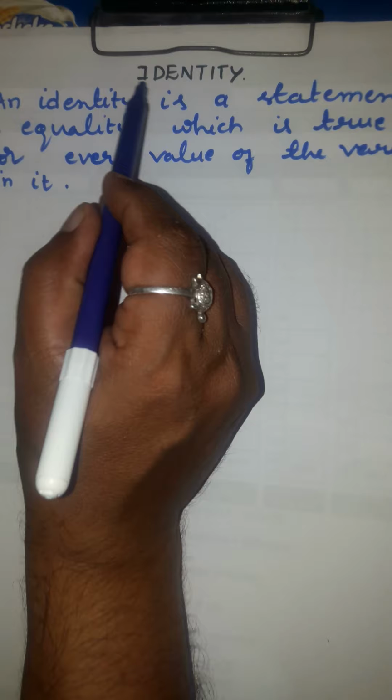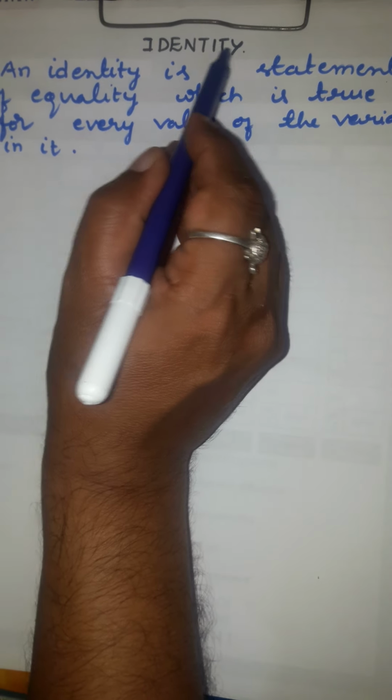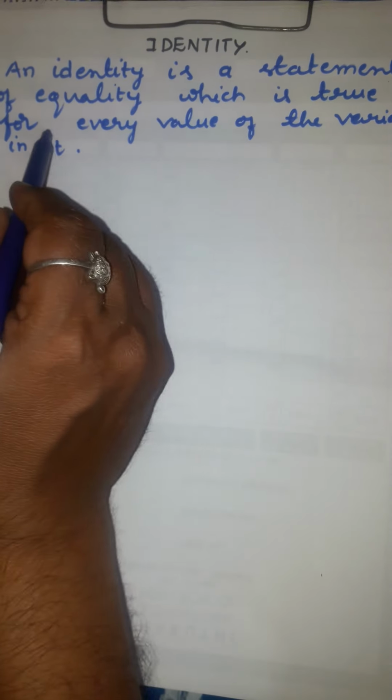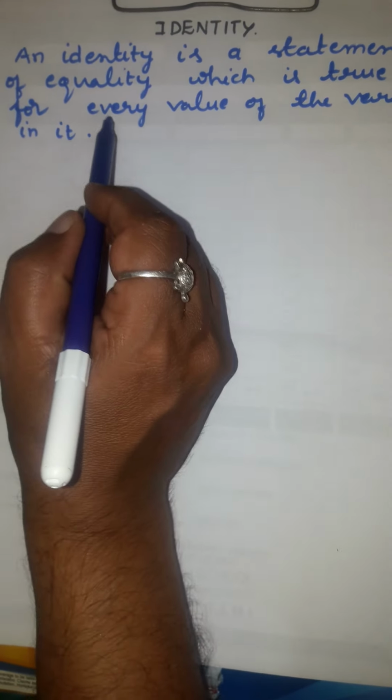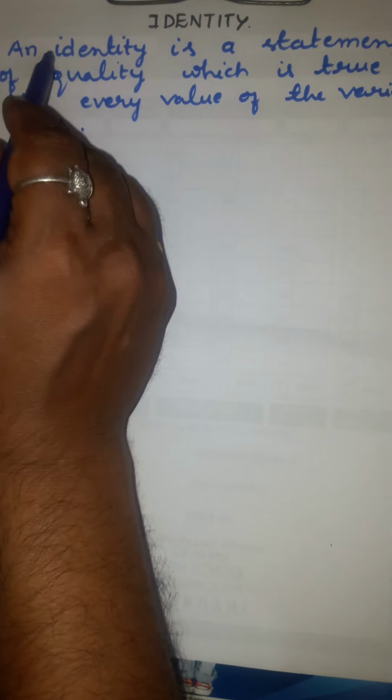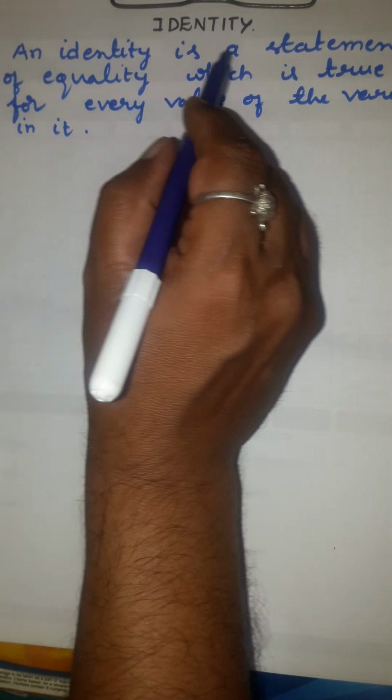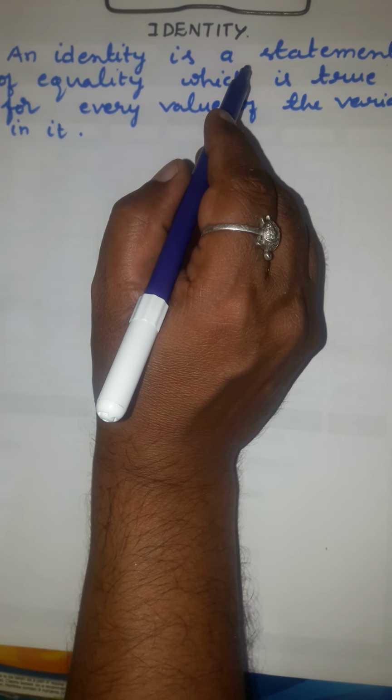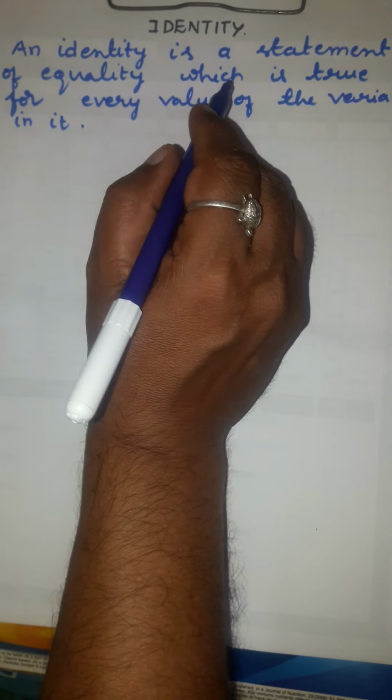Dear children, we shall learn the meaning of identity. An identity is a statement of equality which is true for every value of the variables in it. Now I am going to explain to you about the identity by taking a statement of equality.